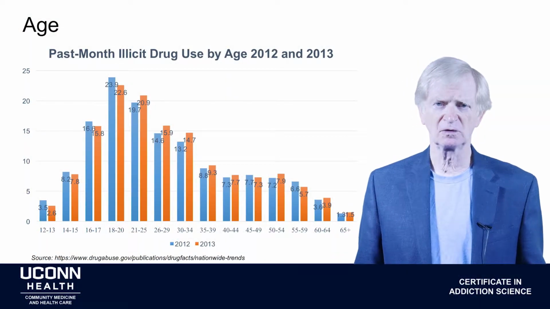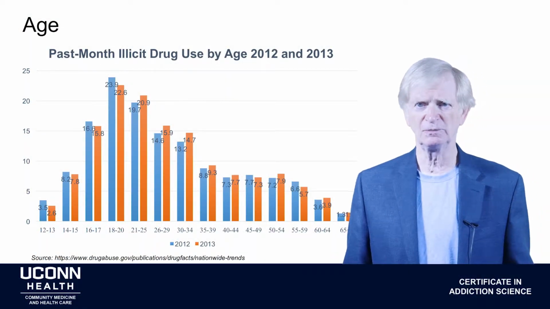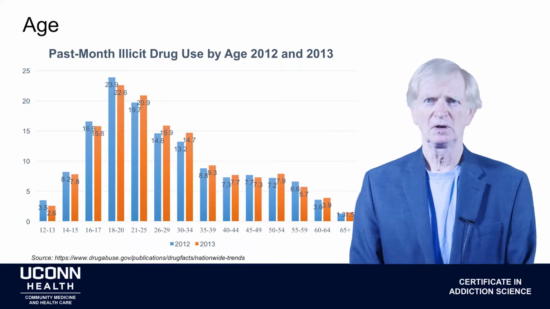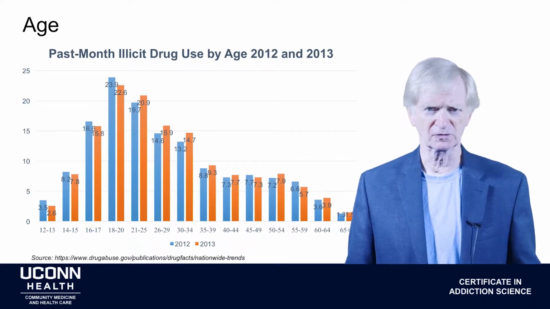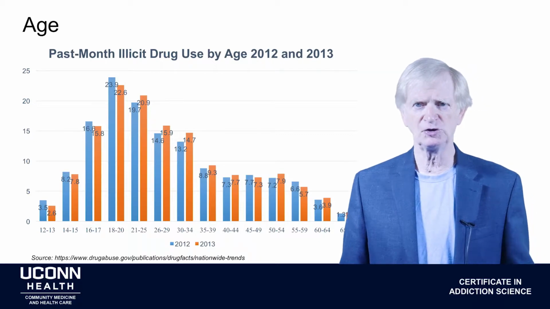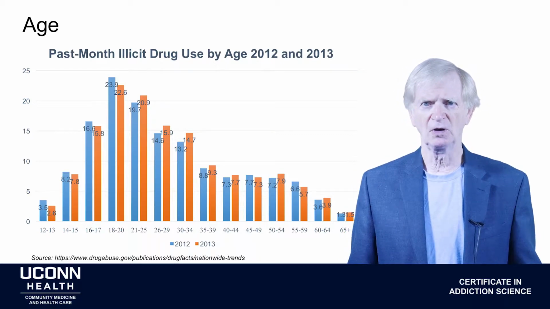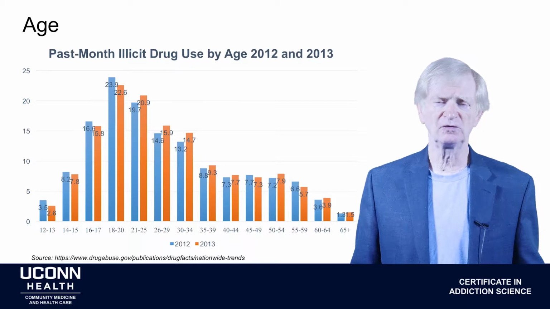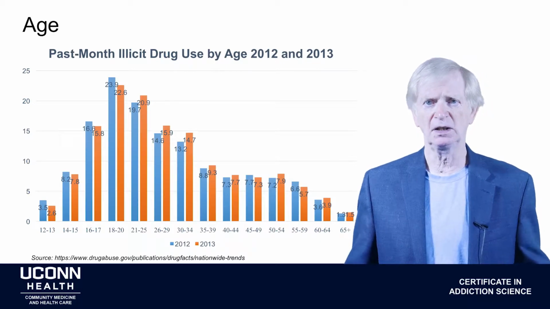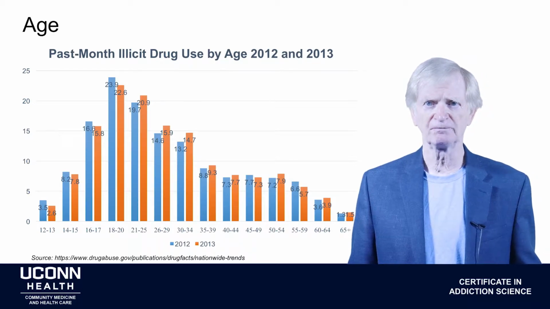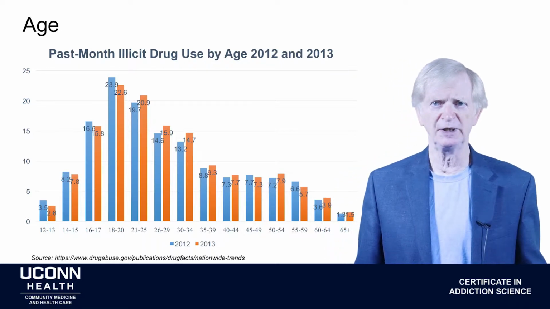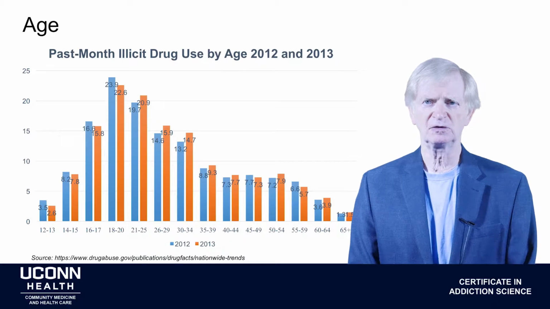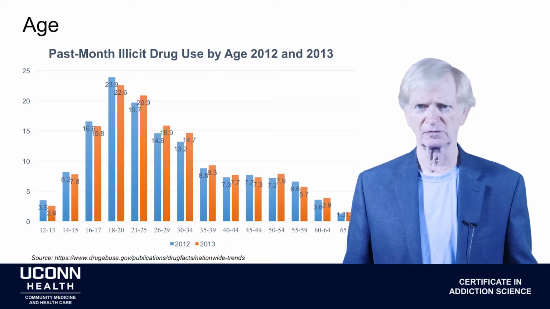This graph shows the distribution of the prevalence of past month illicit drug use by different age cohorts. So drug use begins in the early teens. It increases up until about the age of 20, and then it begins to decline over the life course.